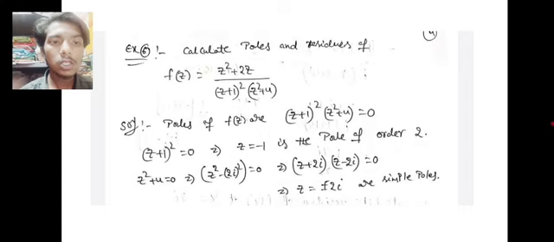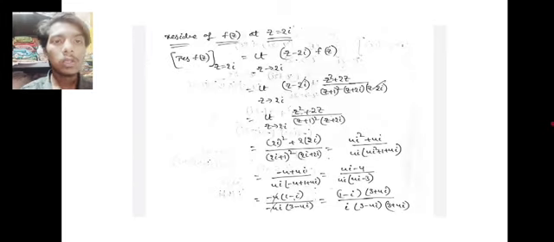So it becomes z square minus (2i) whole square equals 0. Then it becomes (z plus 2i) into (z minus 2i) equals 0. So plus 2i and minus 2i, that is plus or minus 2i, are the simple poles. So the residue of f of z at z equals 2i.